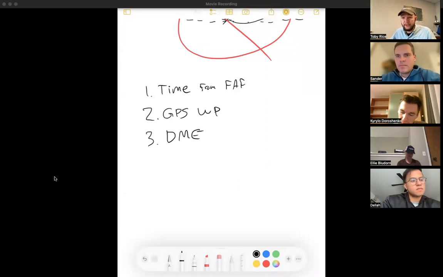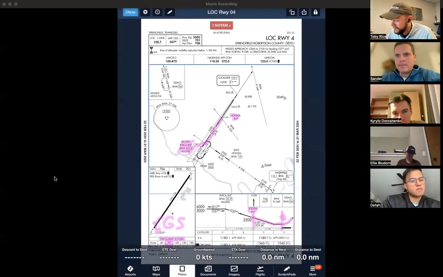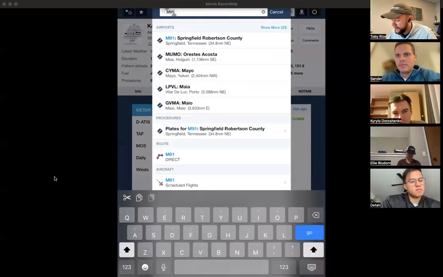When the DME reads the certain number on the procedure, it is time for you to execute the missed approach. So a good example of that, let's use John Tune Airport.